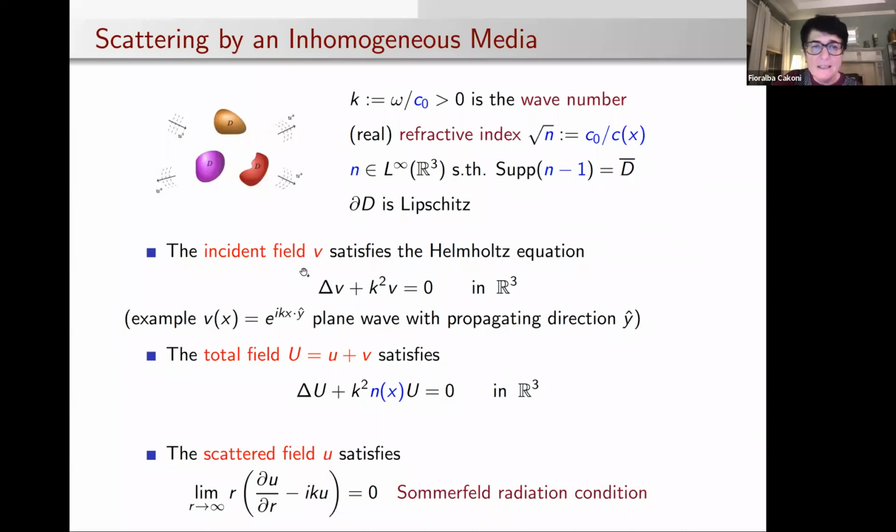Okay, so the incident field, like the plane wave you saw in that animation, in general satisfies the Helmholtz equation, say in the entire space, or it could be a point source, in which case you have the entire space except for a zero measure manifold away from the scattering object. The total field satisfies this Helmholtz equation, but inside D the refractive index is not one any longer; it's a function of x. And of course, physically, one has the Sommerfeld radiation condition for the scattered field. The little u is the scattered field that will be the main function in what comes next, and v is the incident field. The big U is the sum of the incident field and the scattered field, namely the total field.